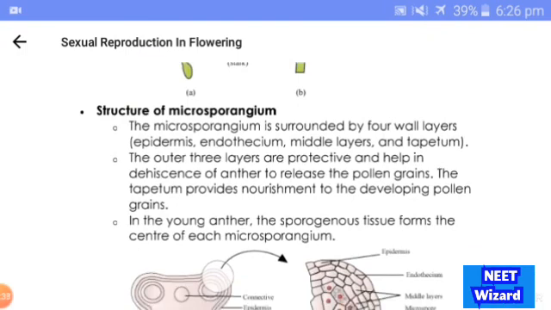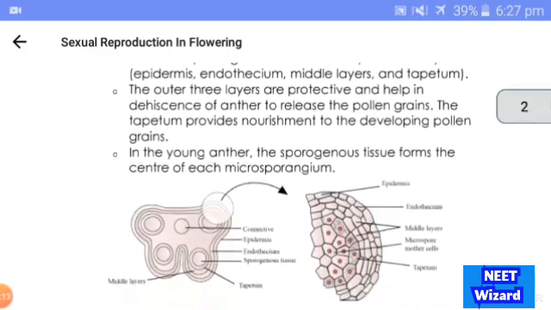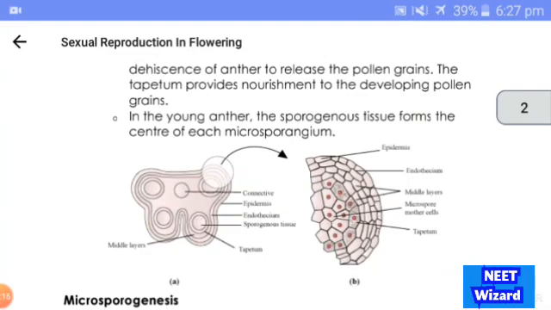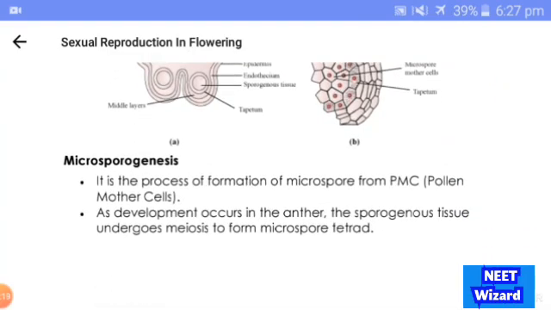Now, the structure of the microsporangium. The microsporangium is surrounded by four wall layers: epidermis, endothecium, middle layer and tapetum. The epidermis is the outer layer, and the tapetum is the last, innermost layer. The outer three layers are protective and help in the dehiscence of the anther to release the pollen grains. The tapetum provides nourishment to the developing pollen grains. In the young anther, the sporogenous tissue forms the center of each microsporangium.